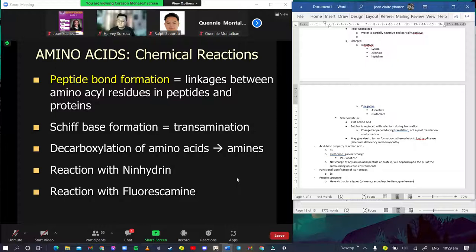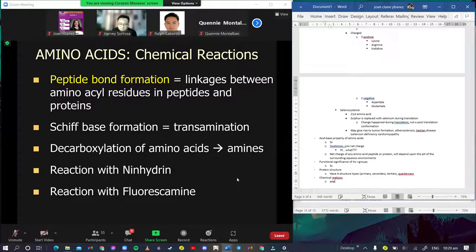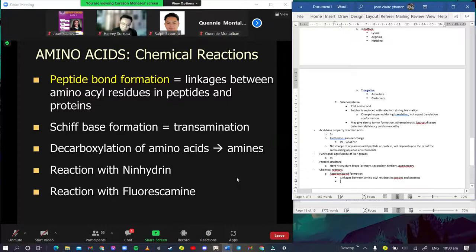And these are the reactions. Peptide bond formation is between the amino group and the carboxyl group. The carboxyl group to the amino group, because it starts with the N terminus. So the carboxyl group is free. It interacts with the next amino group down the line. Then transamination, just remember that Schiff base formation is happening there in the reactions.